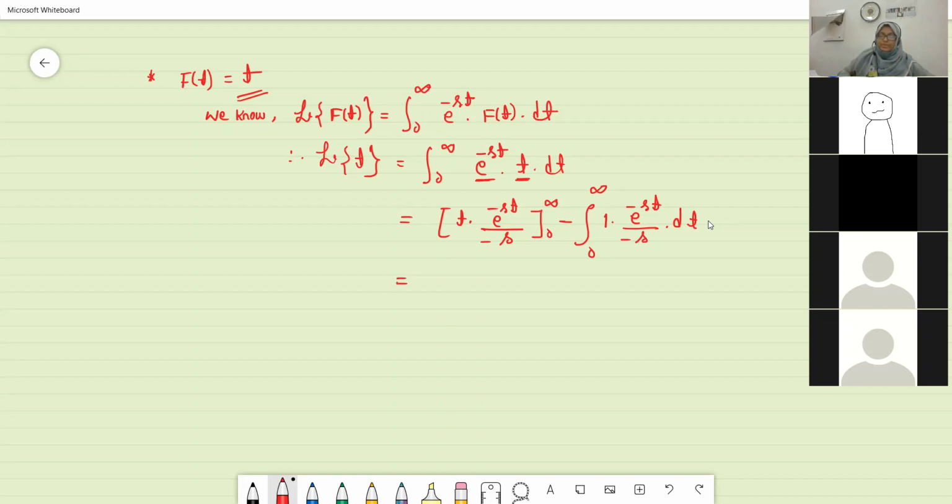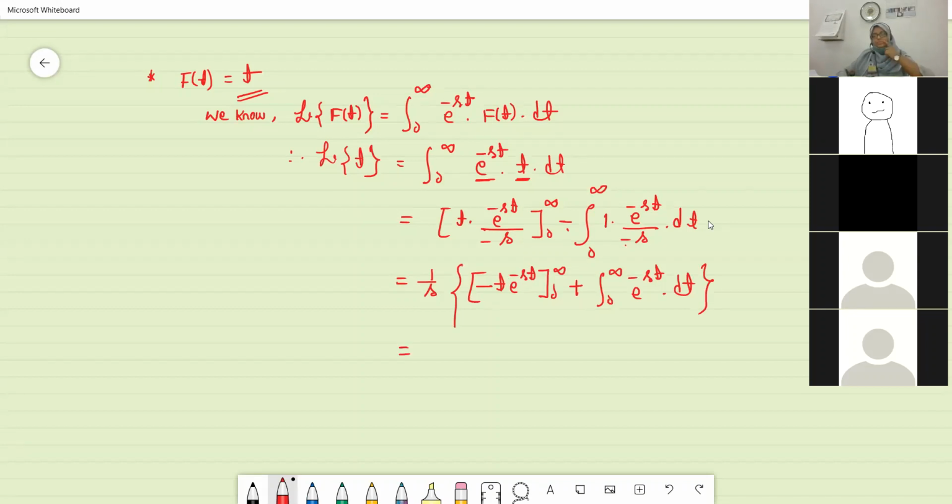So from here we have seen that it is 1 by s minus t e to the power minus st, and our limit is from 0 to infinity. Here the negative sign will become positive: 0 to infinity e to the power minus st dt. Okay. So here, if you use the upper and lower limit, what will be the result?